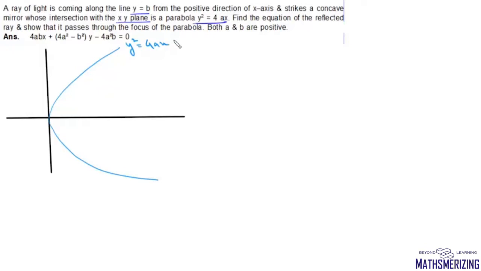Now it says there is a beam of light coming along this line y equals b. So suppose this is the line from which light is entering this parabolic surface, and its equation is y equals b. It says find the equation of the reflected ray and show that it passes through the focus of the parabola. Basically the reflection property clearly says that this reflected ray will pass through the focus of the parabola, but still in this case we'll need to prove that it passes through the focus, and we'll also need to find the equation of the reflected ray.